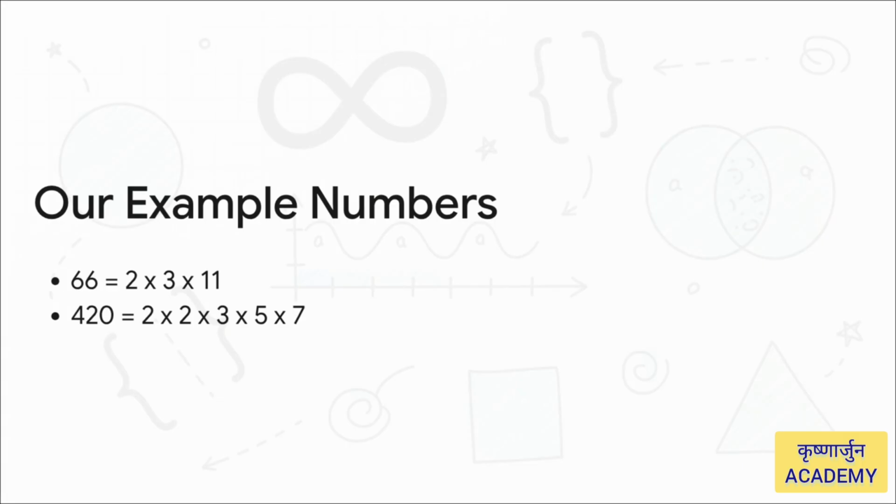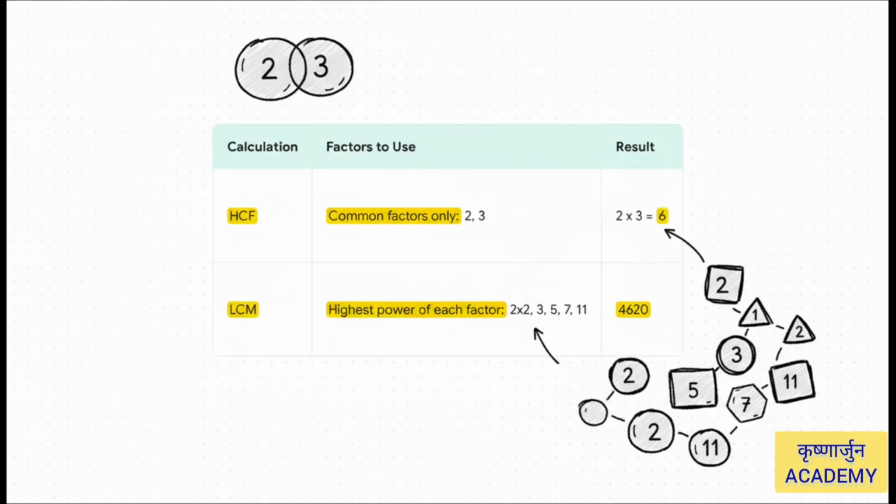Okay, let's put this to the test. We'll bring back our buddy 420, and this time we'll pair it up with the number 66. So here they are, their unique prime codes, laid out right next to each other. All right, let's break this down. For the HCF, we're just looking for what's common to both lists. They both have 1, 2, and they both have 1, 3. So the HCF is 2 times 3, which is 6.